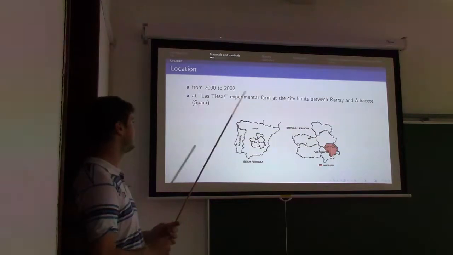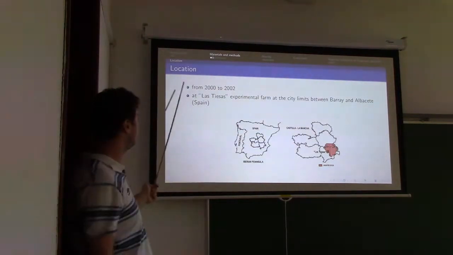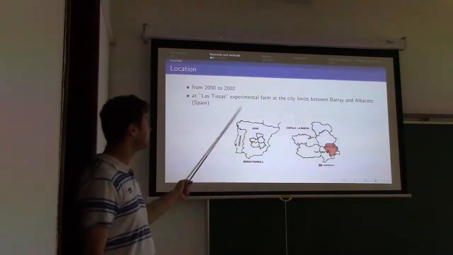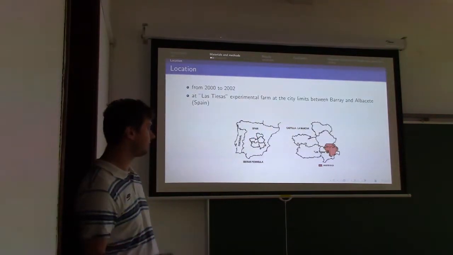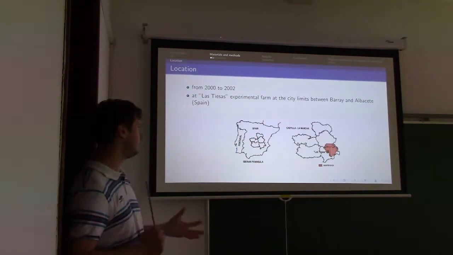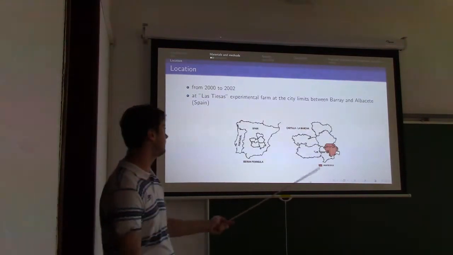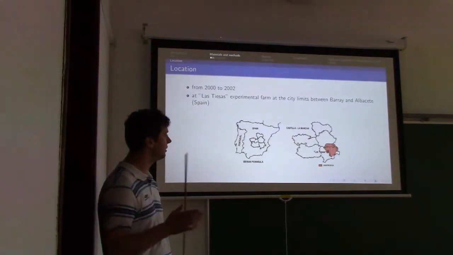First, let's say something about the locations where the measurements were done. It was done from 2000 to 2002 at Las Tiesas experimental farm in the city limits between Barrax and Albacete. In this picture you can see the location in the Iberian Peninsula, and you can see the location of this farm in Spain, so where it is.